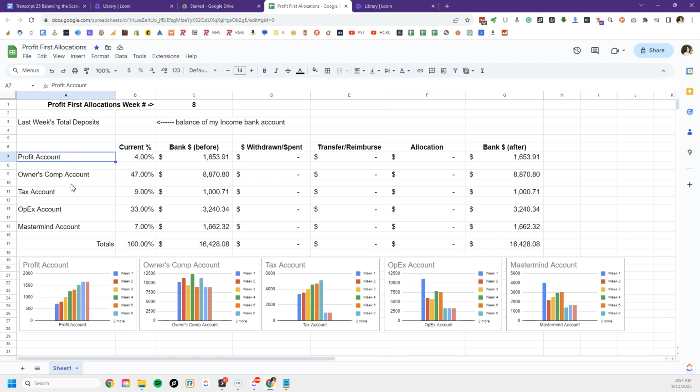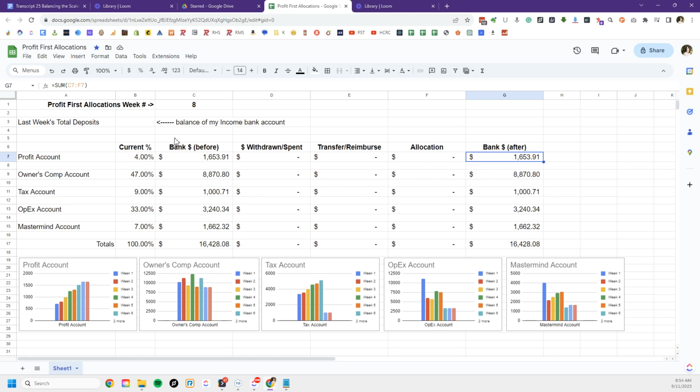Each account has a purpose, and by doing these allocations, I'm saying that I have this much money set aside. So I have $1,653.91 set aside for my profit, and profit is paid out every calendar quarter. Today is September 11th, and whatever the allocation is after September 30th is when I'm going to take this money out. This is my bonus of being a business owner.